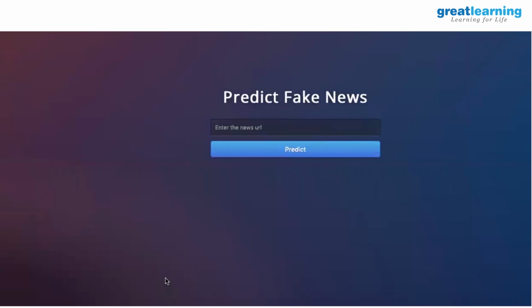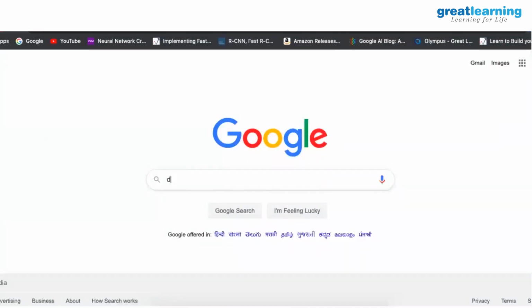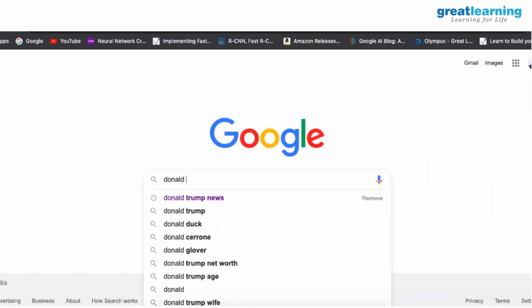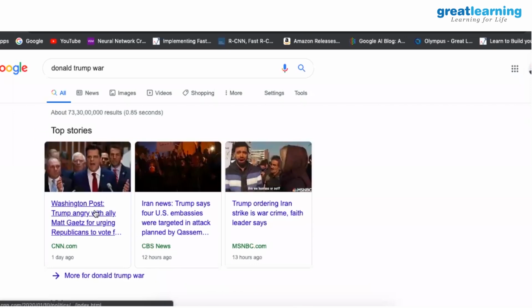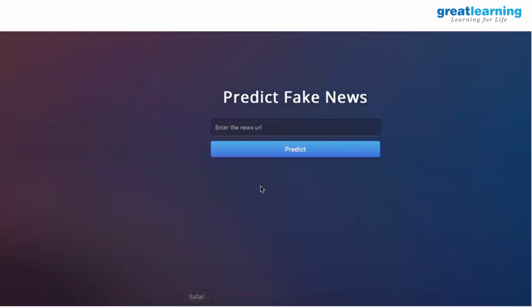Look at this. This is a fake news predictor. All I need to do is go and, for example, take some junk link. I have to just get the link, go to my web, publish the link here and say predict. It might take some time. The news is real.